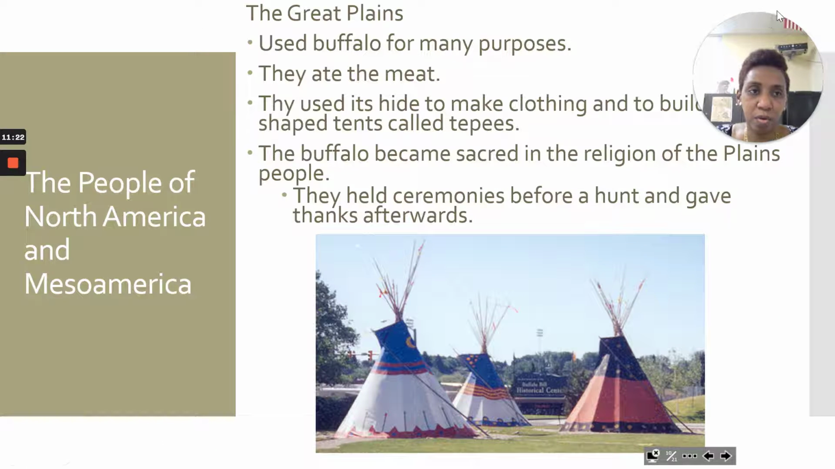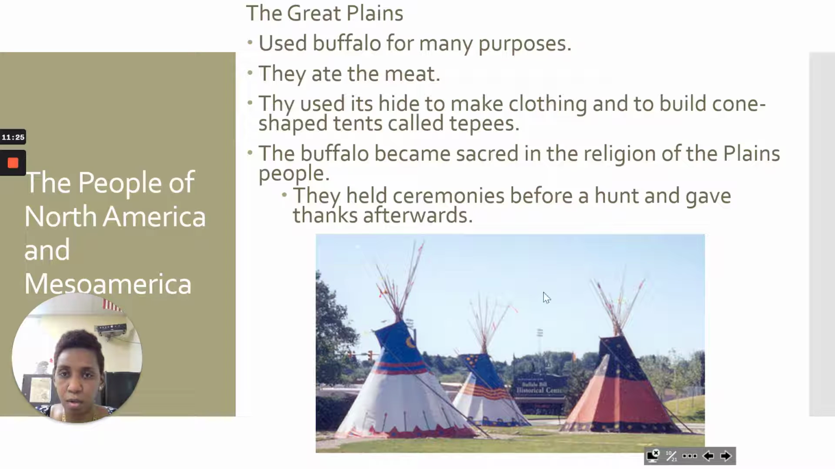All right, so here we have also talking about the Great Plains. Not only did they hunt the buffalo for their meat, but they also used their hides, their skin, to make clothing, and they also used it to build these cone-shaped tents, which is your answer for number 7, called teepees. And that's what a teepee is. This was their home, a tent that they would use to live in, and it was made of those buffalo hides, or the buffalo skins.